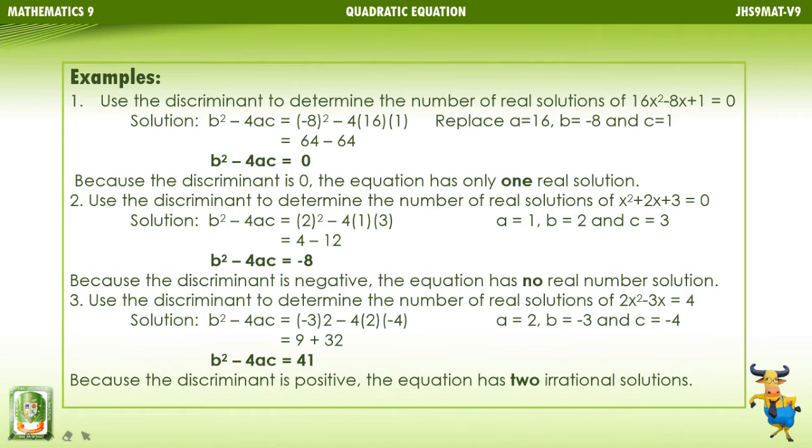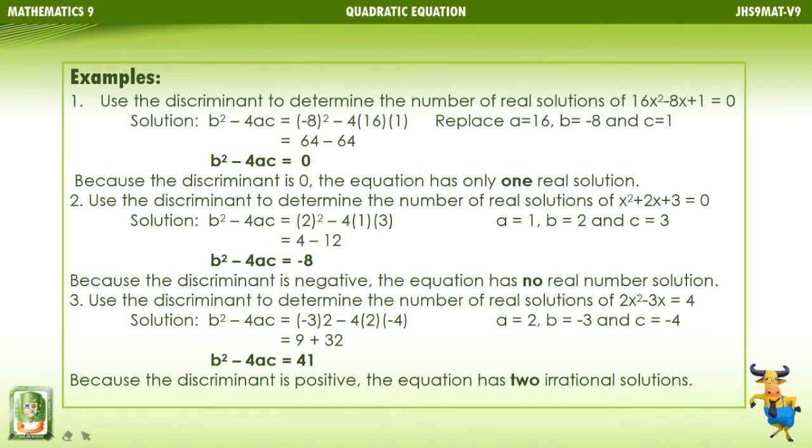2. Use the discriminant to determine the number of real solutions of x squared plus 2x plus 3 equals 0. Solution: b squared minus 4c equals 2 squared minus 4 times 1 times 3, replacing a with 1, b with 2 and c with 3. Equals 4 minus 12. b squared minus 4c equals negative 8. Because the discriminant is negative, the equation has no real number solution.